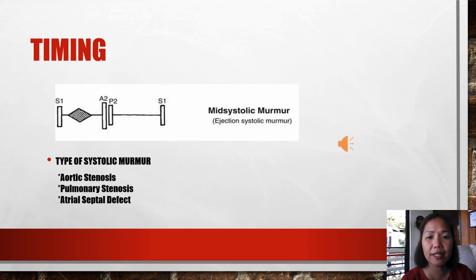Aortic stenosis, pulmonary stenosis, and atrial septal defect has a systolic ejection type of murmur. So this is how it sounds. So you hear the first heart sound before the blowing sound, then the second heart sound. So when you hear this murmur located at the right upper sternal border, it is aortic stenosis. In the left upper sternal border, it is pulmonary stenosis. So let us listen to it again.